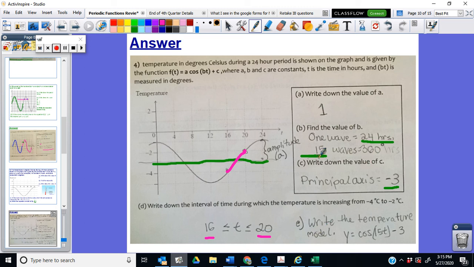Well, 15 waves in 360. Amplitude is 1. Feel free to write that 1. It's not wrong. It's just not necessary. And then principal axis is -3. So y equals the cosine of 15t minus 3.